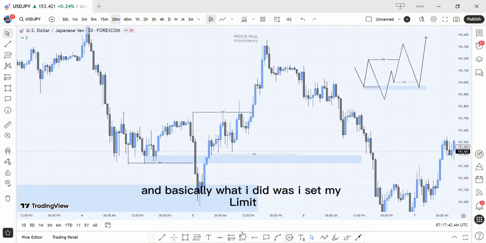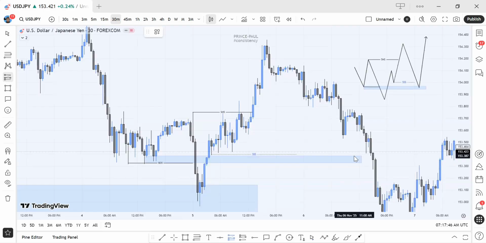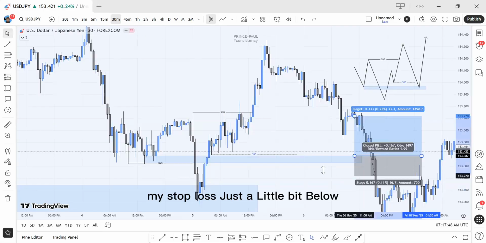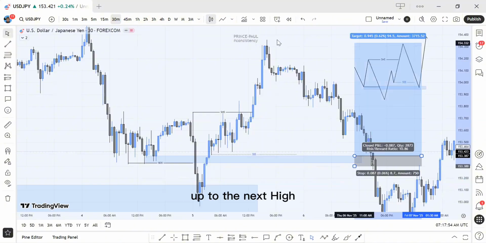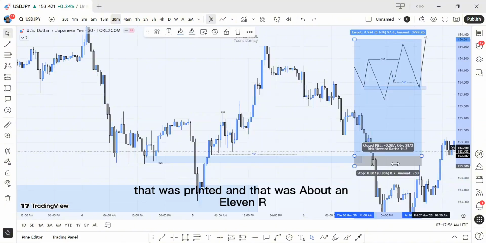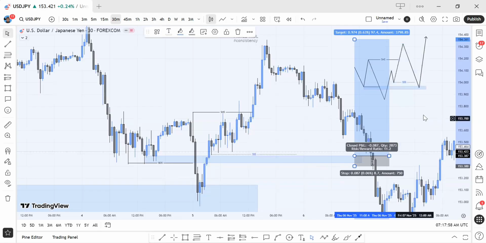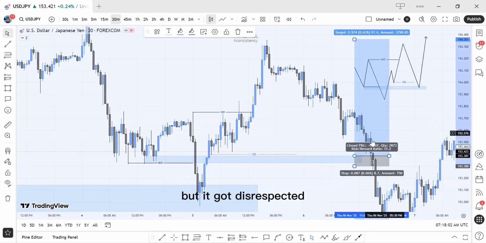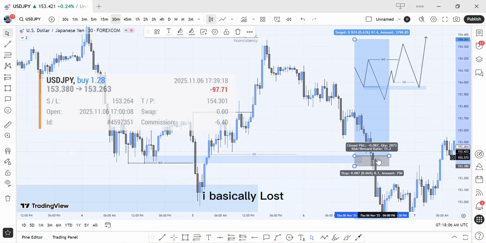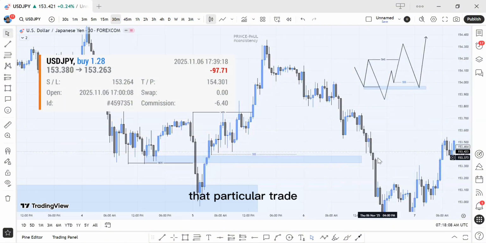And basically what I did was I set my limit right here, my stop loss just a little bit below. Then I took my profit target up to the next high that was printed, and that was about an 11 risk to reward trade, right? But it got disrespected. I basically lost that particular trade.